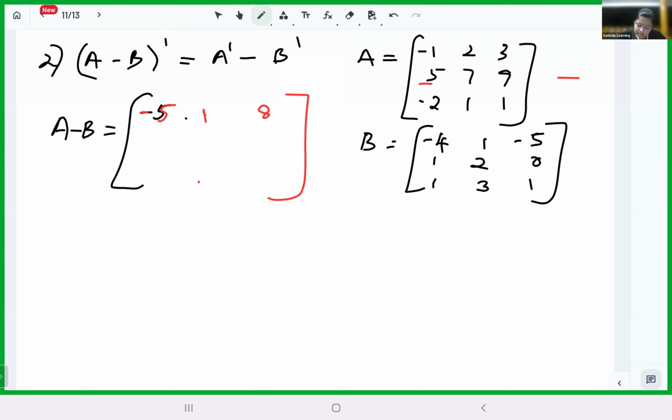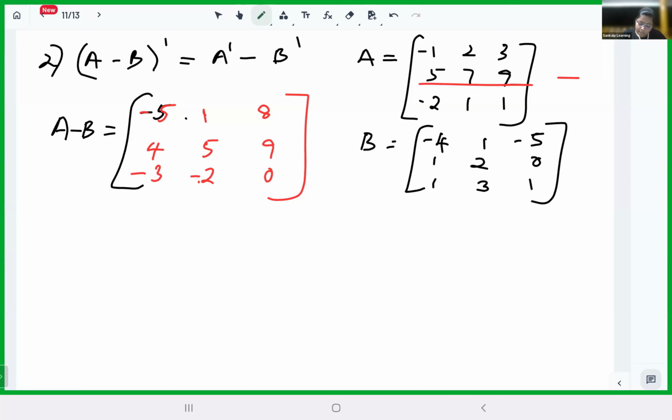Now, consider the second row. 5 minus 1 means 4. Then 7 minus 2 is 5. Then 9 minus 0 is 9 itself. Then minus 2 minus 1 is minus 3. 1 minus 3 is minus 2. 1 minus 1 is 0. Alright, so what is A minus B? We have got A minus B as 318.